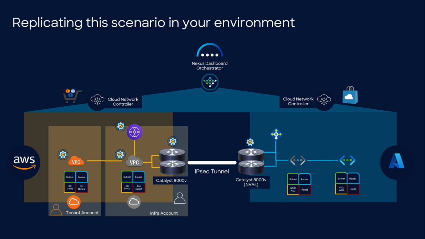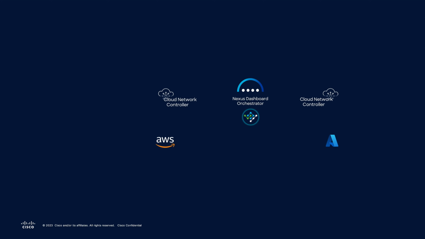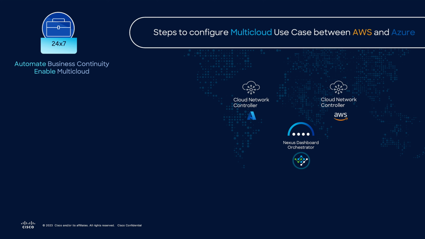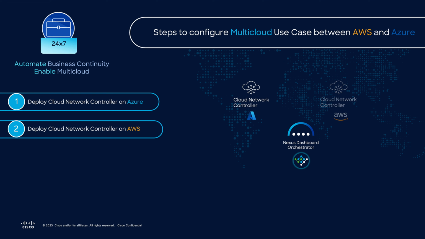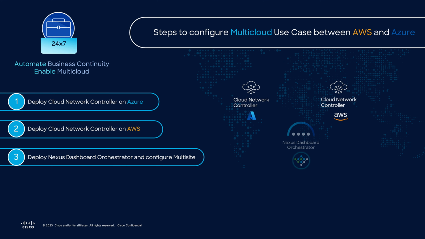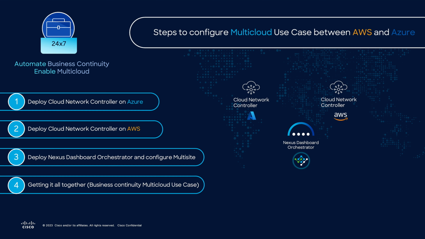Well, that was a lot of information. Let's break it into pieces. The next videos will show everything in detail, step by step. In the first video, we would deploy Cloud Network Controller on Azure. Then we would do the same but for AWS. In the third part, we will deploy Nexus Dashboard on vSphere, install Orchestrator, and configure multi-site between the clouds. And finally, we are going to put it all together and configure the business continuity use case.